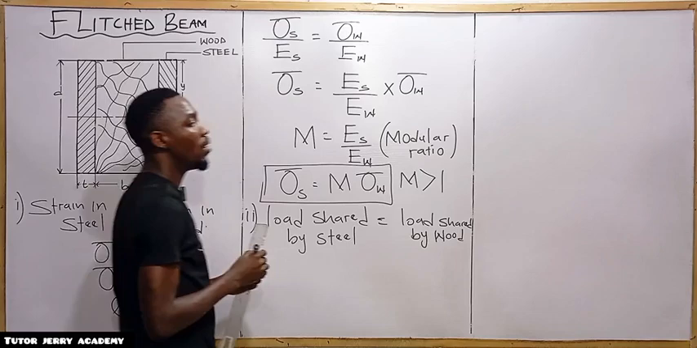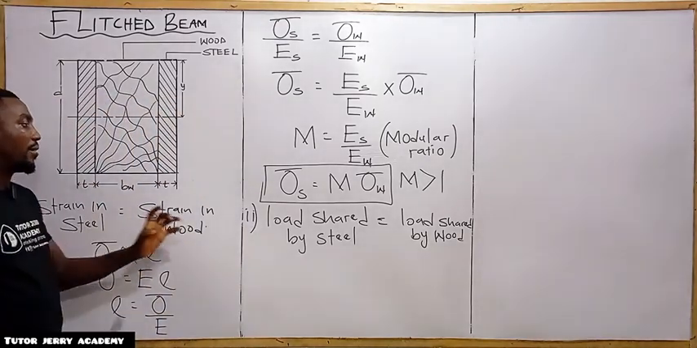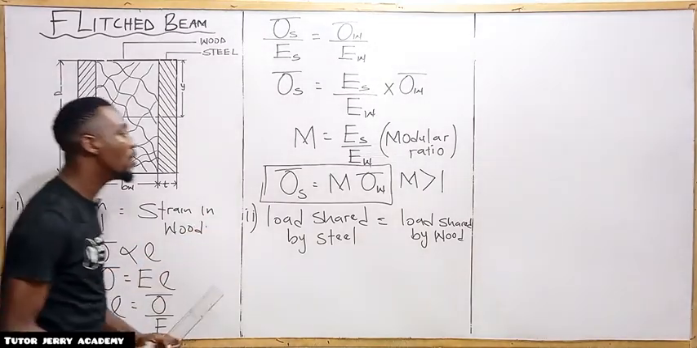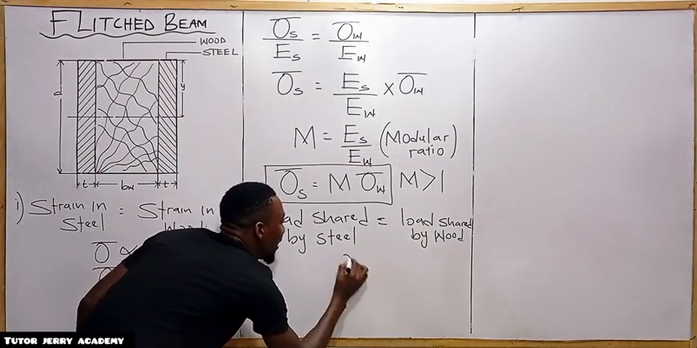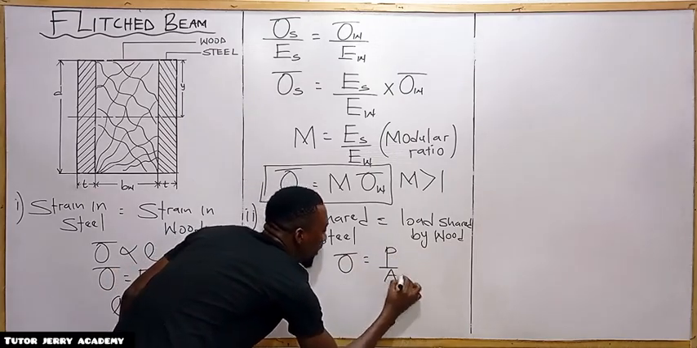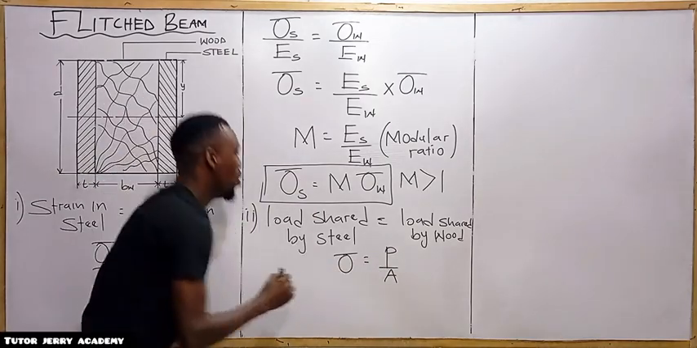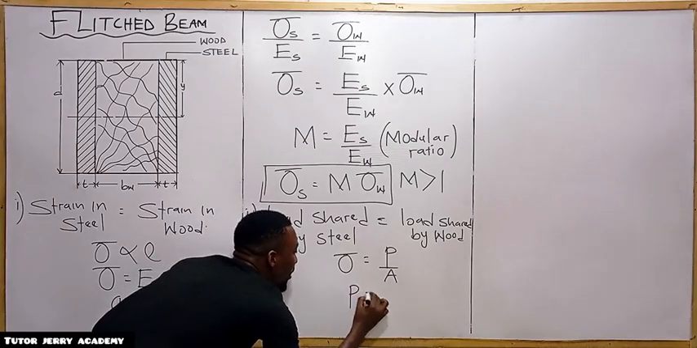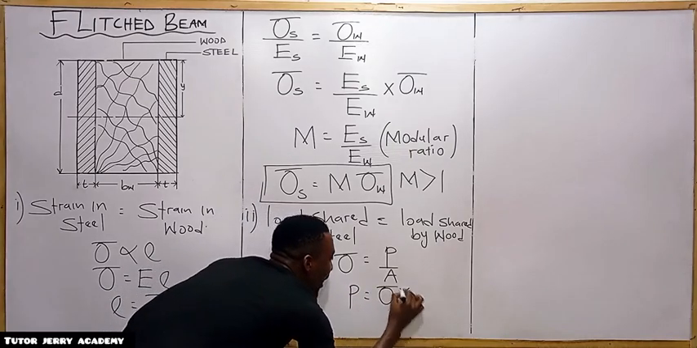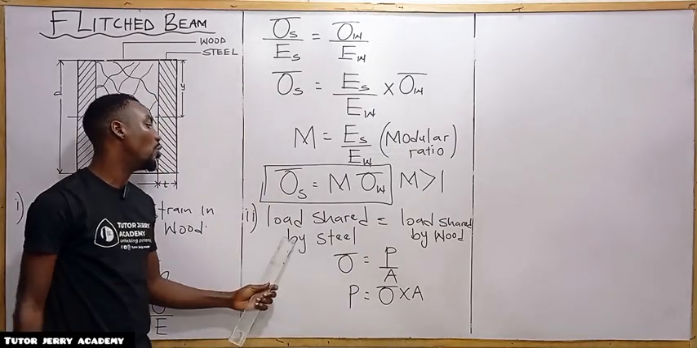All right, so you are going to take note of something here: from the formula of our stress, we know that stress is equal to load over area, right? So if we make load the subject, we are going to have load equal to stress multiplied by area. So here we are going to have load shared by steel.